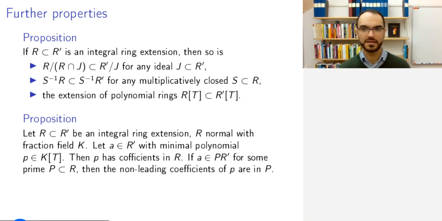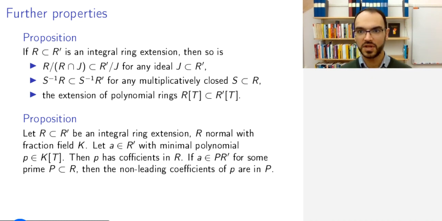And then there is a technical strengthening, akin to the technical strengthening of the Cayley-Hamilton theorem, that if your element A wasn't just in R prime, but in P R prime for some prime ideal P in R, then all the non-leading coefficients of the minimal polynomial are in P. Forget about this technical strengthening. What does the rest of the proposition mean?